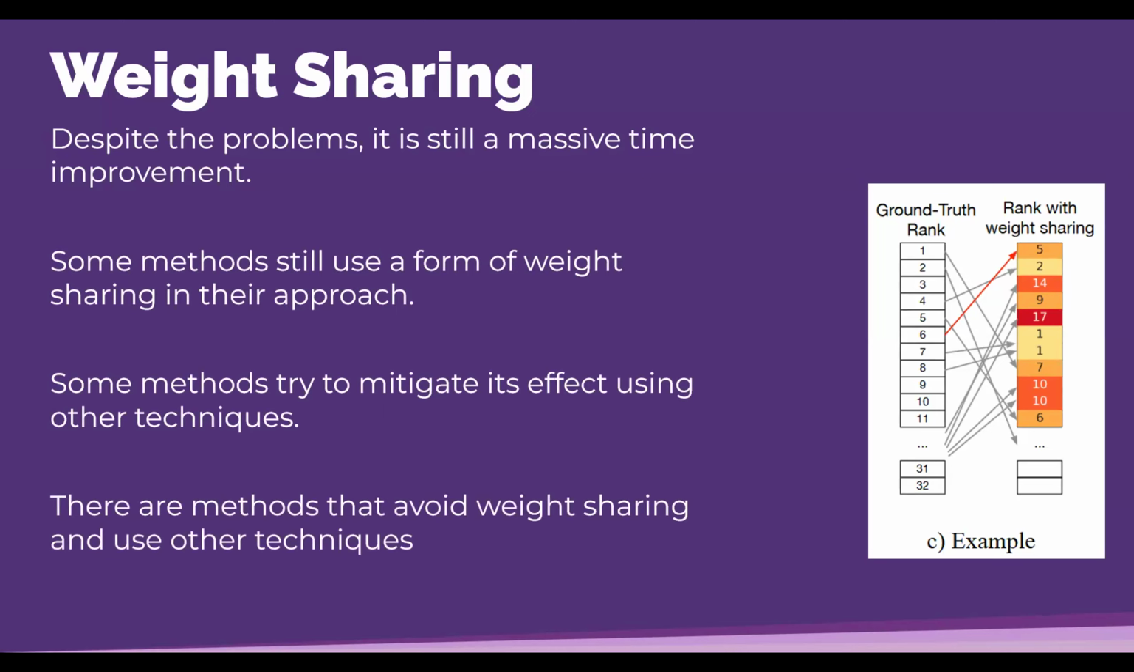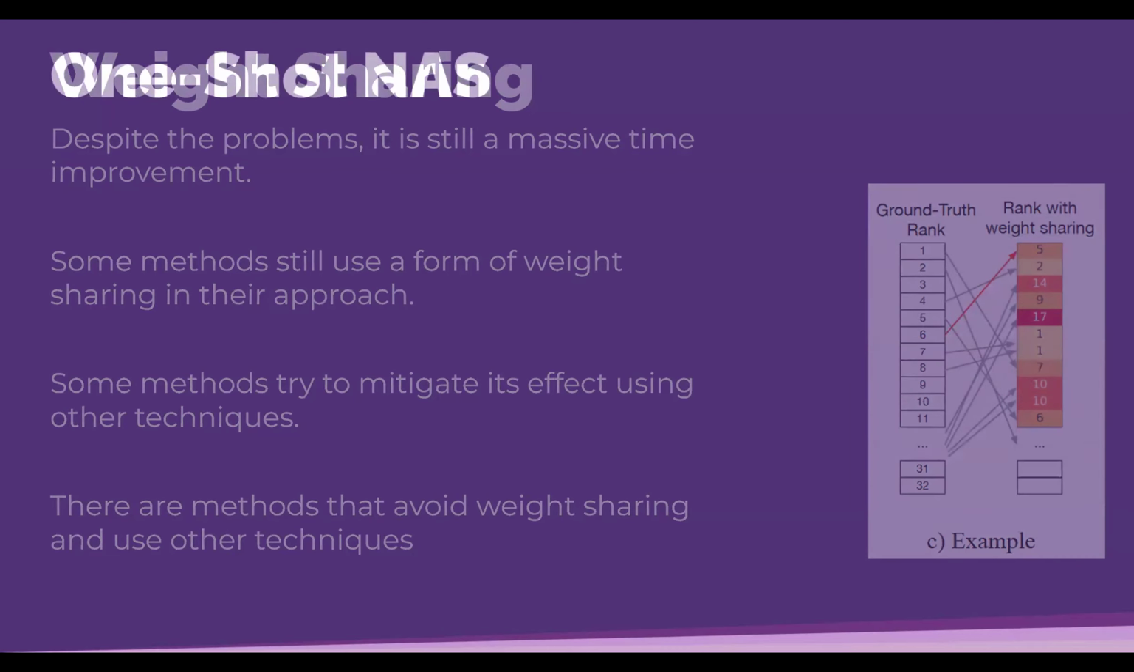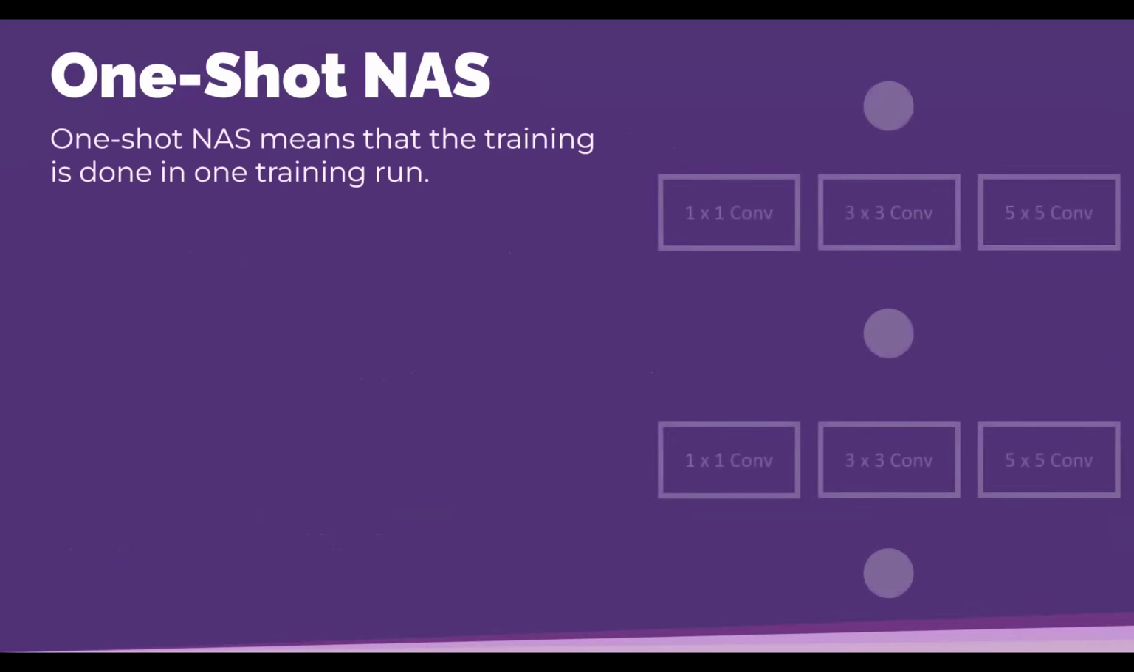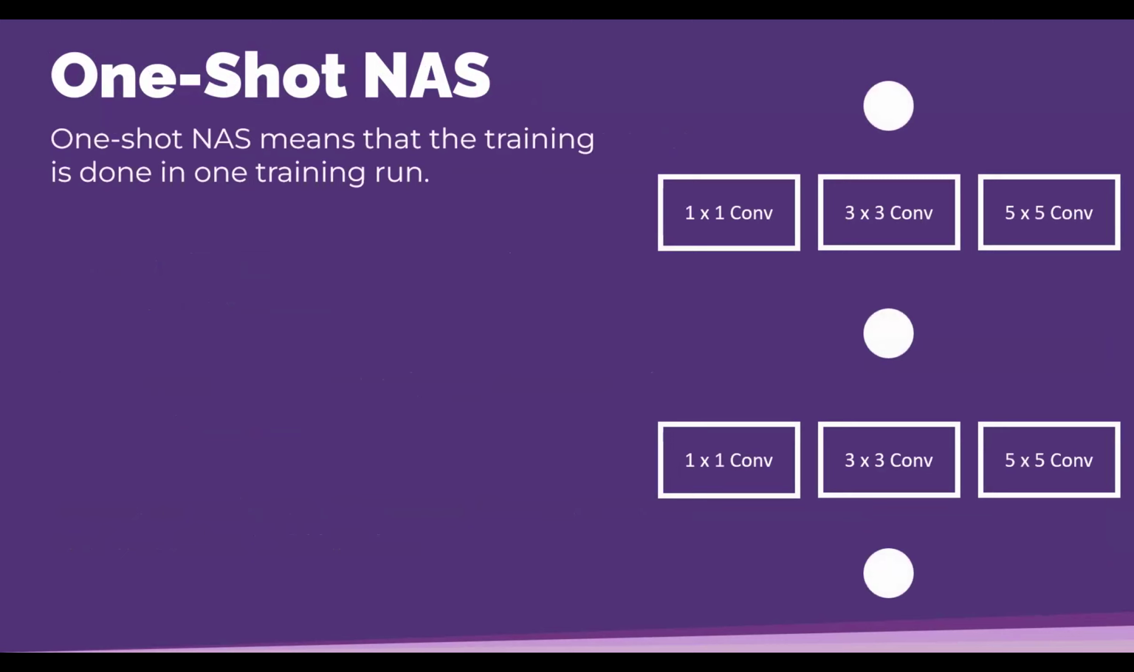So now I want to talk about 2 concepts that might come up later in people's presentations. I just want to make sure that we understand that. The first one is one-shot NAS. Basically, this means neural architecture search where we do everything in one training run.